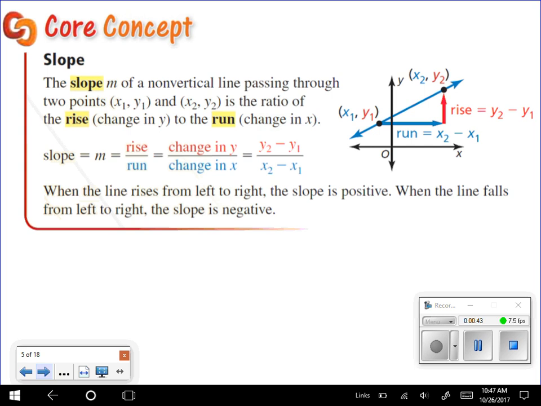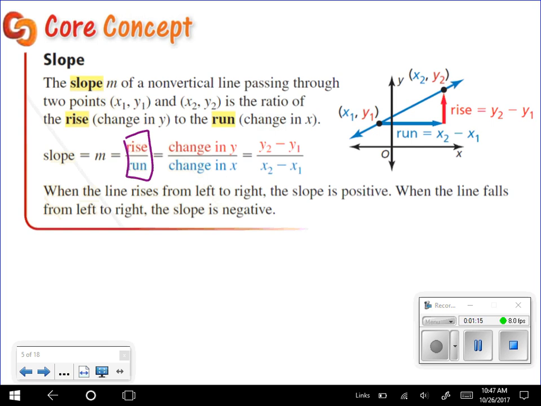So the slope m of a non-vertical line passing through 2 points, here are 2 points, x1 and y1, x2 and y2, is the ratio of the rise over the run. Very important. Rise over run. Need to know it. Okay? So the rise is how much it moves up or down. The run is obviously how much it moves left to right. So it's the change in y's over the change in x's.